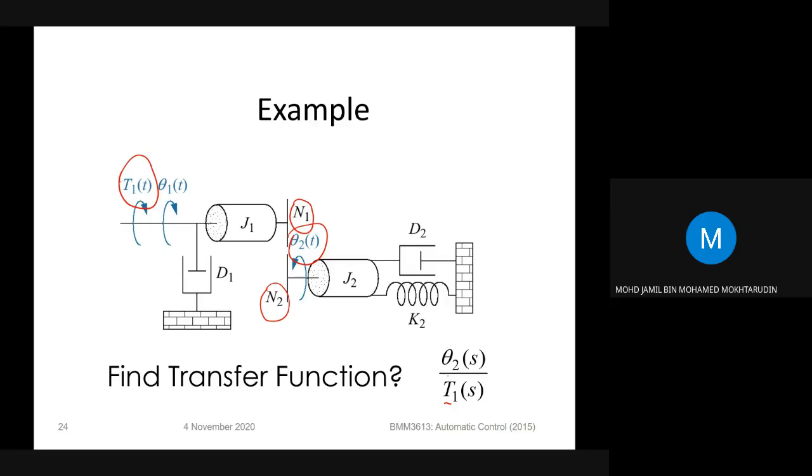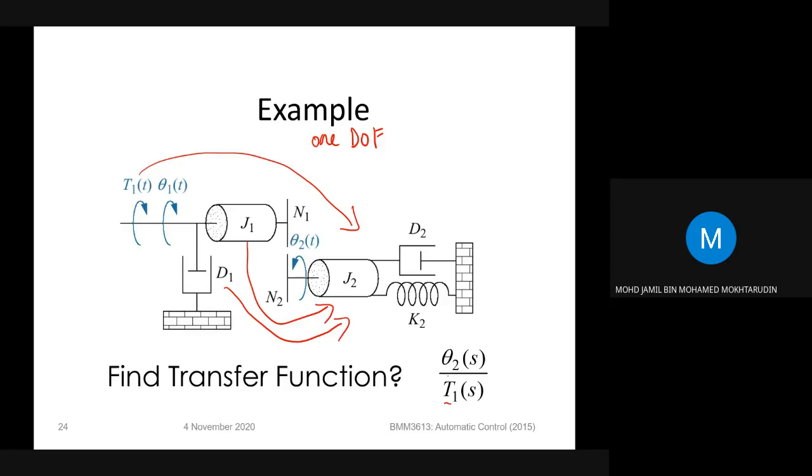So this is the case of 1 degree of freedom. And when you hold J2, everything will not move as well. So it's 1 degree of freedom. So what you need to do first is to transfer the impedance from J1 to this section. So J1 is also transferred to this section, and D1 is also transferred to the second section. So let's look at how to do this.